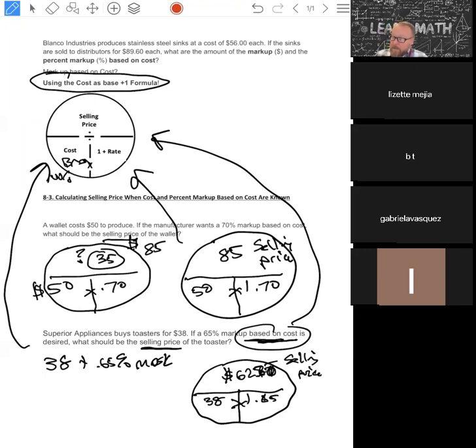So again, I just used that formula to solve the problem. I like the formula because obviously you could have just written out 38 times 1.65 equals selling price. You could have ultimately used the old formula, but I want you to get used to using the circle because it becomes very handy when you start calculating based on selling price, which is different.